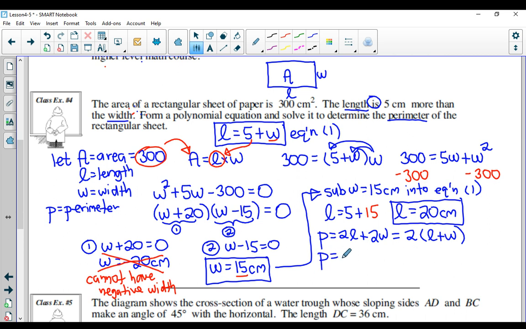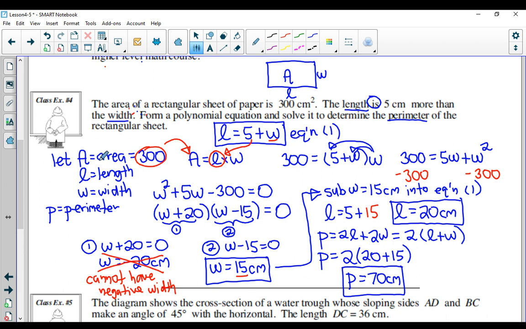Plug these numbers in now. It'd be 2 multiplied by L is 20. Again, we'll drop the units just for the time being. Plus W, which is 15. Order of operations, we do it in brackets first. So 20 plus 15 would be 35. And then multiply by 2, and we would get the perimeter, which would be 70 centimeters.